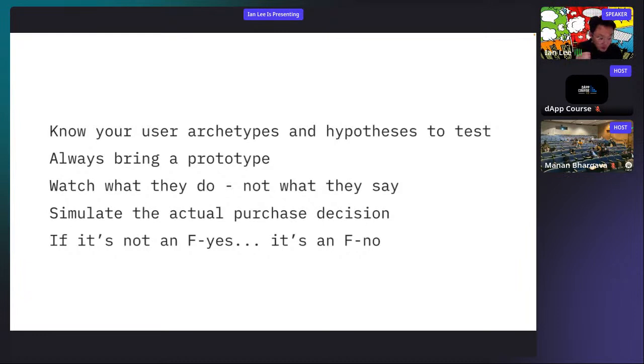And so the closer you can get to approximating the purchase decision in these interviews, the higher signal and higher confidence you're going to have. And the last thing, which is a little bit tongue in cheek but really true, is if you're not sure whether someone likes it, if they're not jumping out of their skin, then they don't want it. So, very crass: if it's not an F yes, then it's an F no.